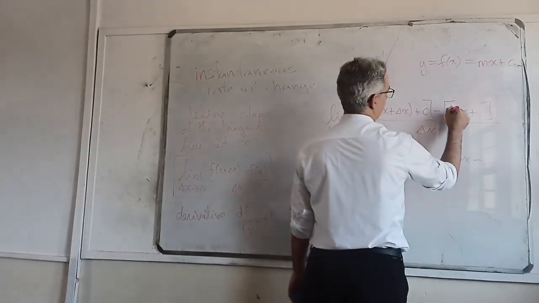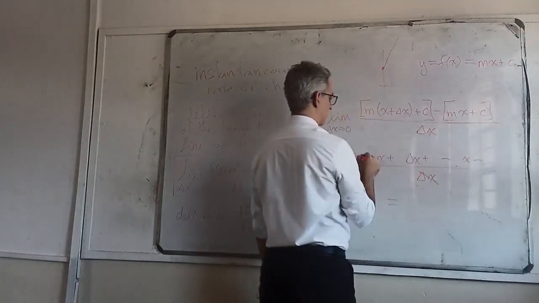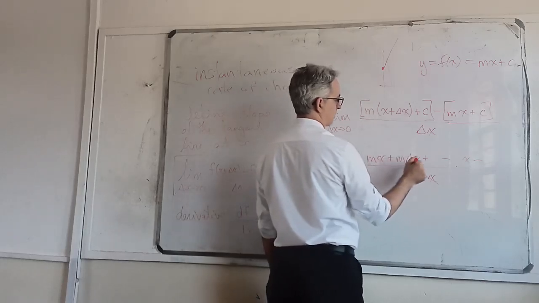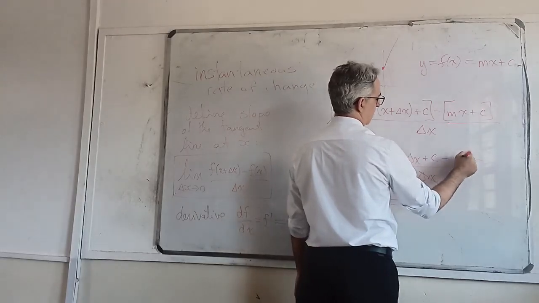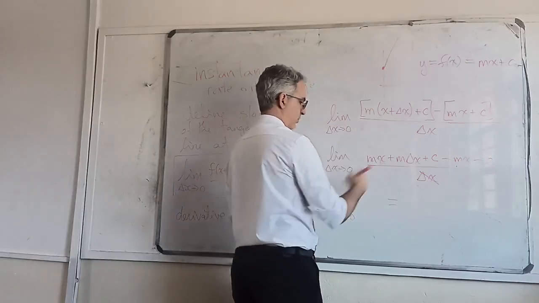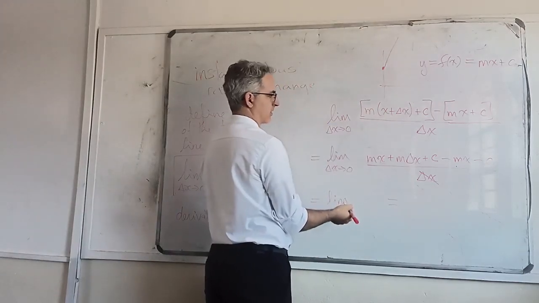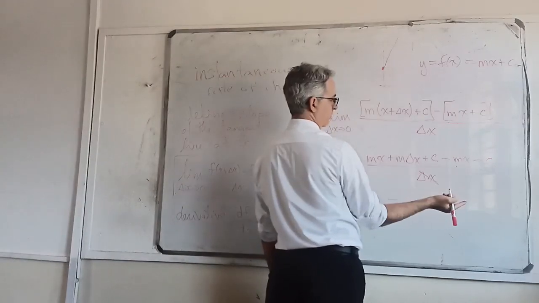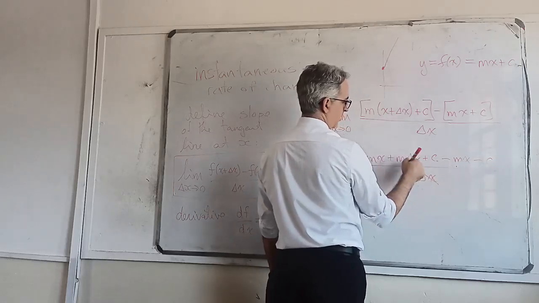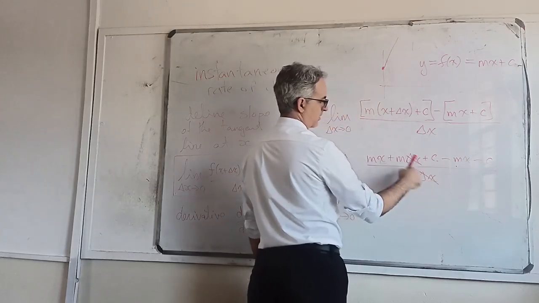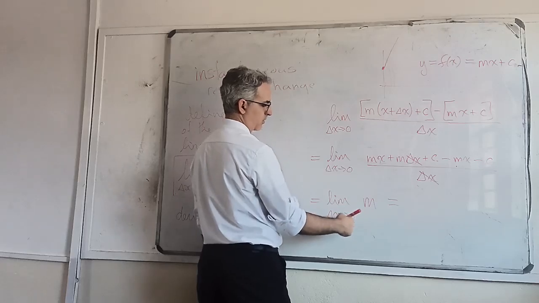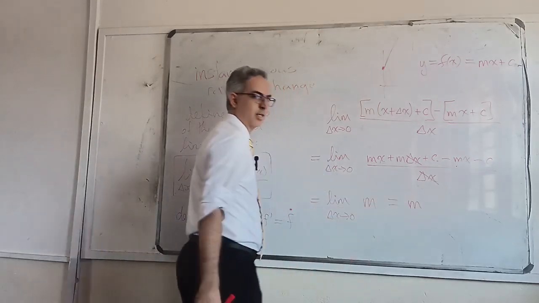Right? mx plus c. So now, if I multiply this bracket, I have mx plus m delta x plus c minus mx minus c. And when we simplify, what do we get? The mx minus mx goes away. The c minus c goes away. And the delta x cancels the delta x. So then I'm left with m. And the limit as delta x goes to 0 of m is just m.